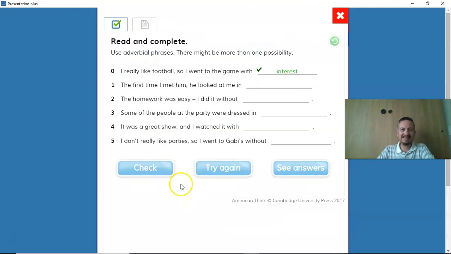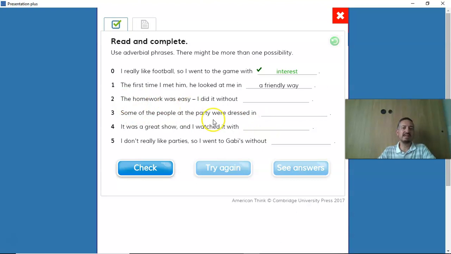Okay, so let's take a look at the answers. Number 1, the first time I met him, he looked at me in, here we have to use that pattern with the adjective. In, for example, in a friendly way. So here we have lots of possibilities. There isn't only one correct answer. The first time I met him, he looked at me in a friendly way. It could also be in a strange way, in a horrible way. It depends on the situation, okay?